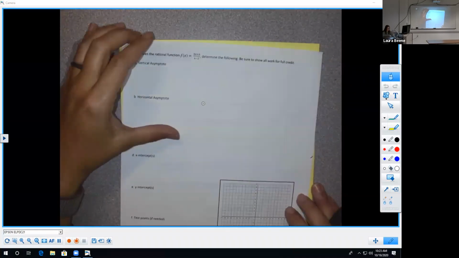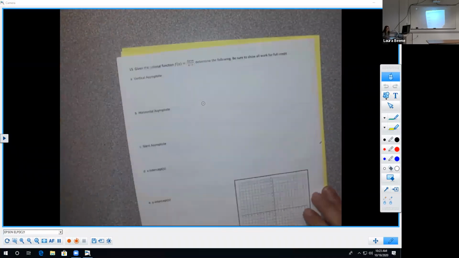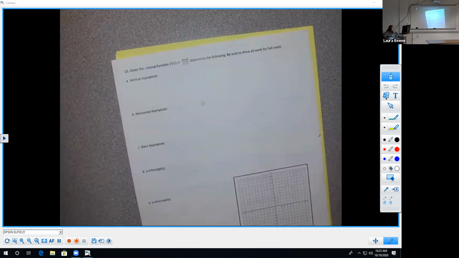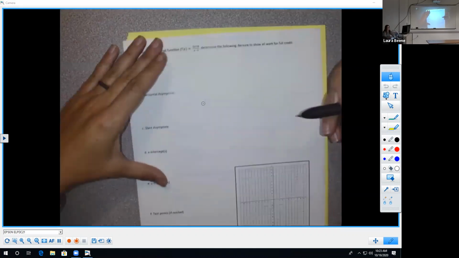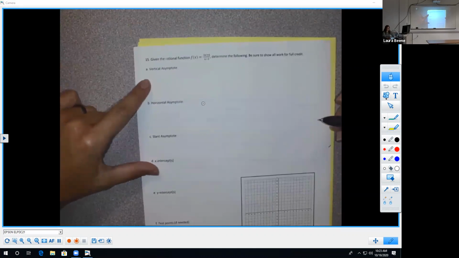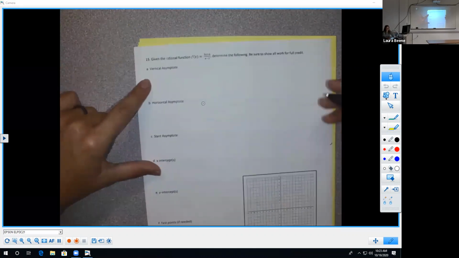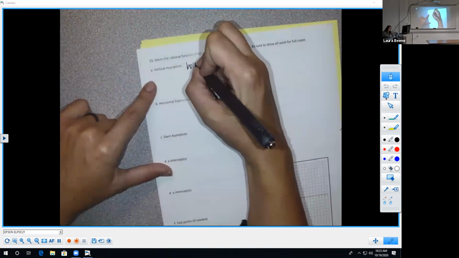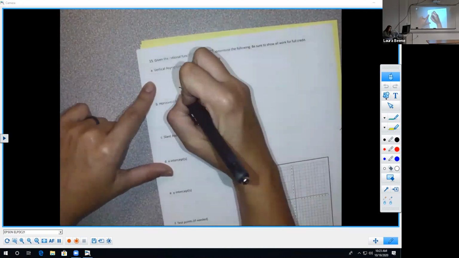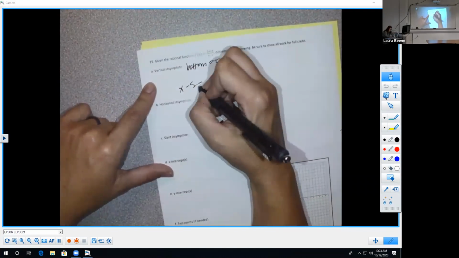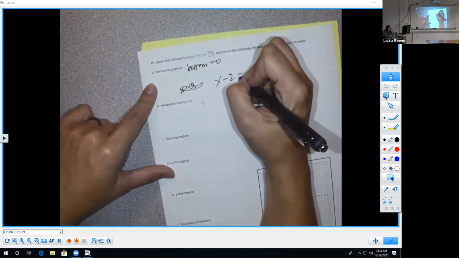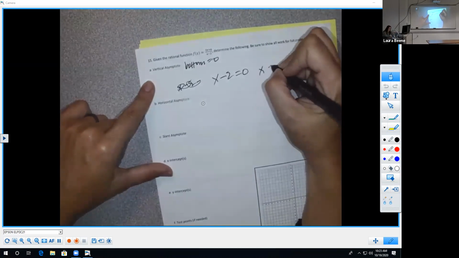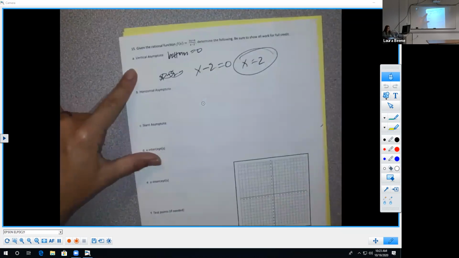This is the rational functions that we did last time. There's a lot of information you need to know to be able to do this, but the actual math isn't that hard. Vertical asymptote. How do I find a vertical asymptote? Set the bottom equal to 0. So x minus 2, oh, that's supposed to be a 2. X minus 2 equals 0. So x equals +2. That's the vertical asymptote.